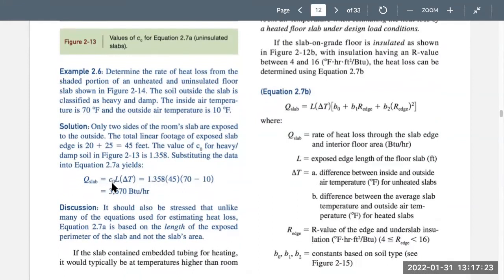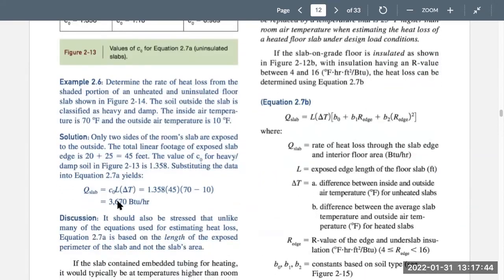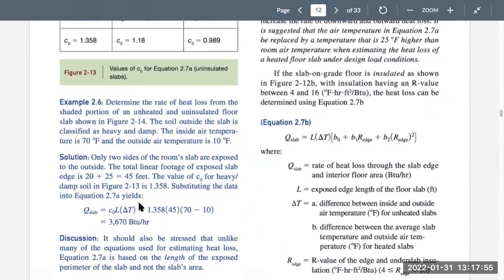So to find how much we're losing through this uninsulated slab, we plug in 1.358 times the exposed edge times the temperature differential, 70 minus 10 degrees outside. And we can see right there, that'll give you your total BTUs. So even though these formulas are not any fun and they look complicated, it's not something that we can't do.